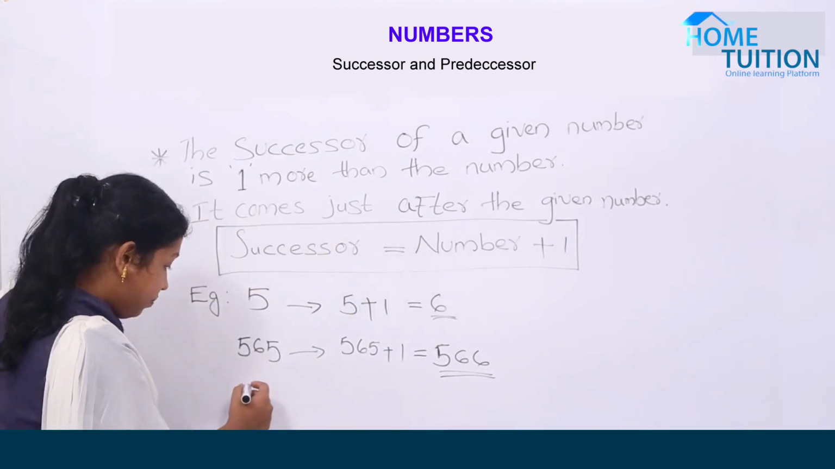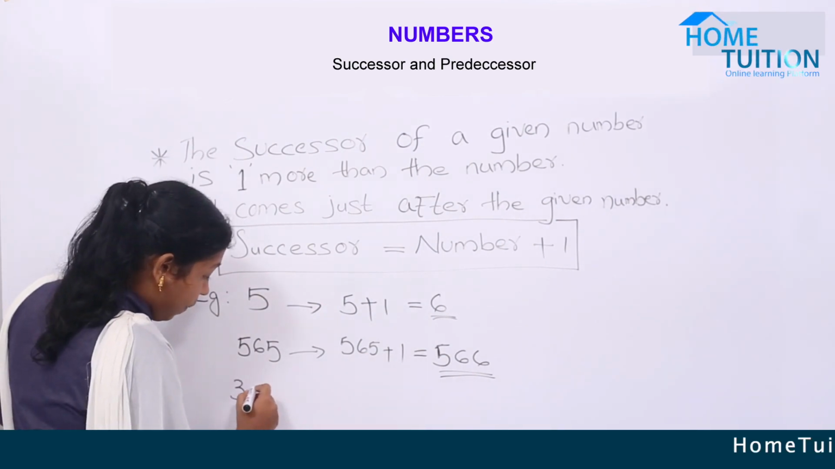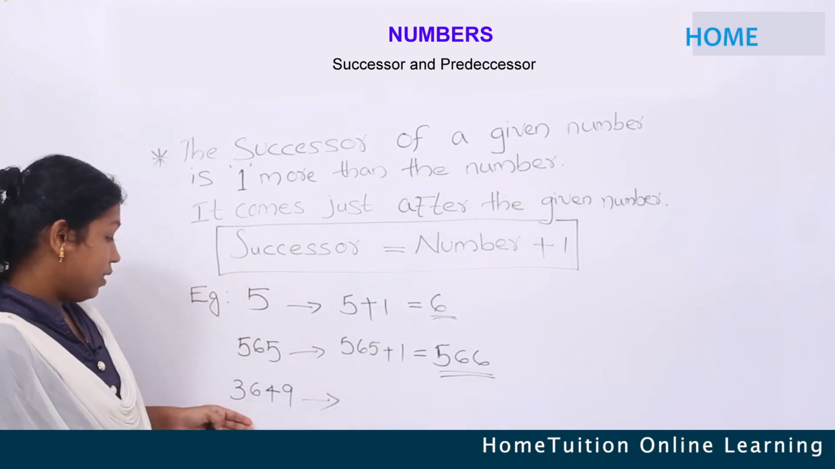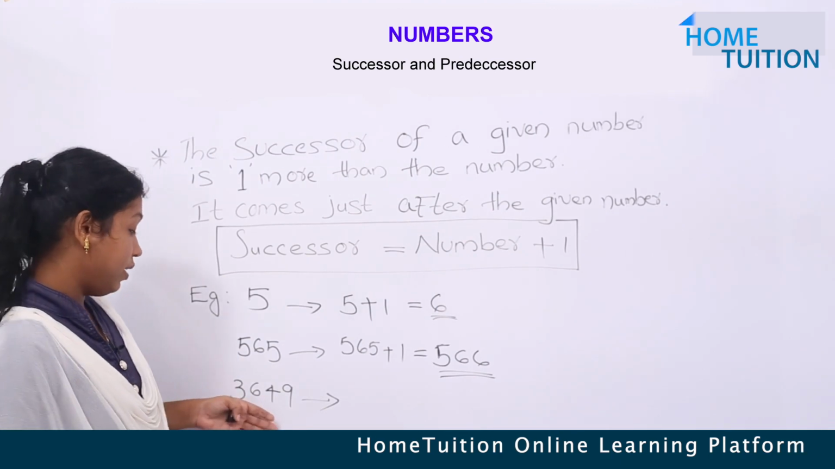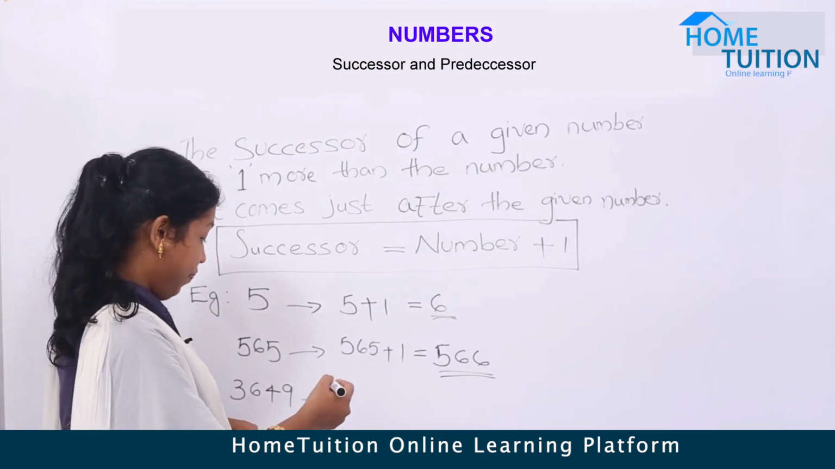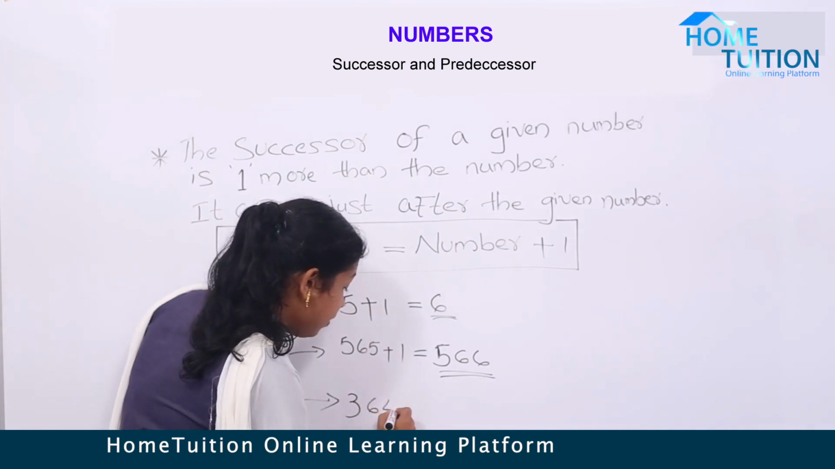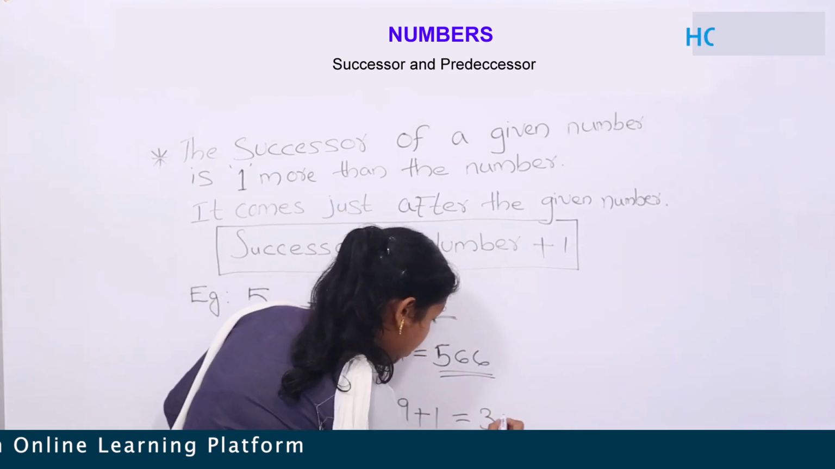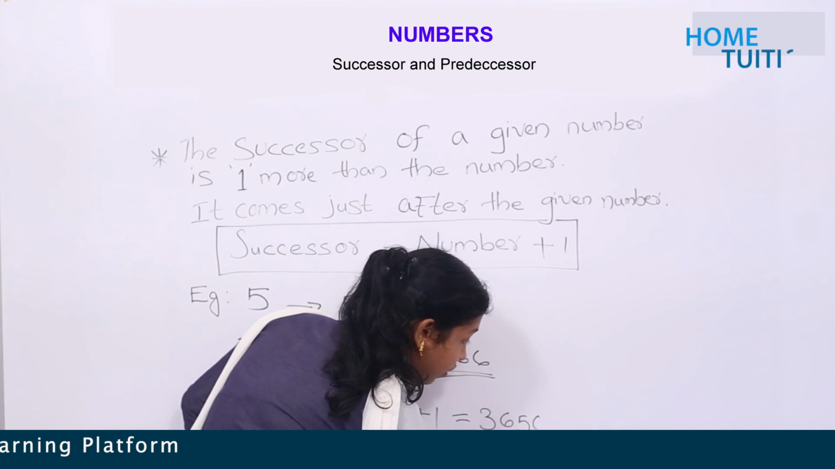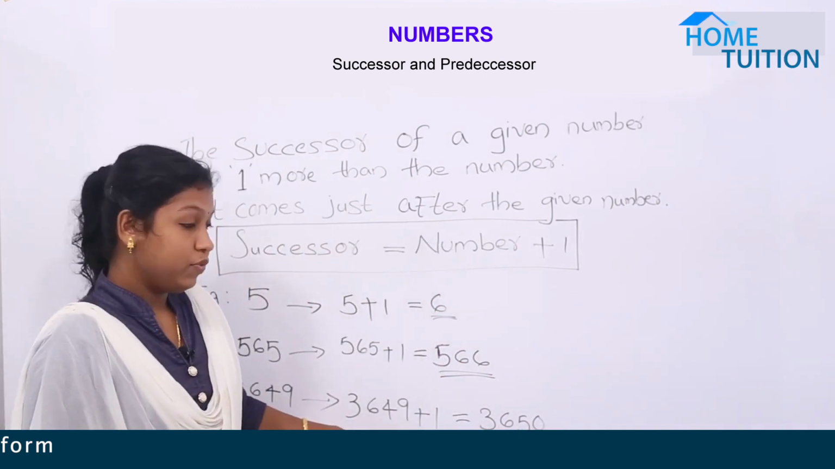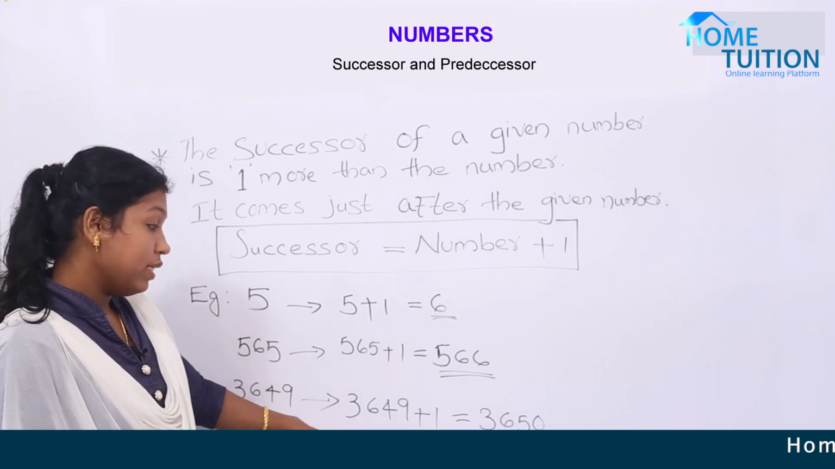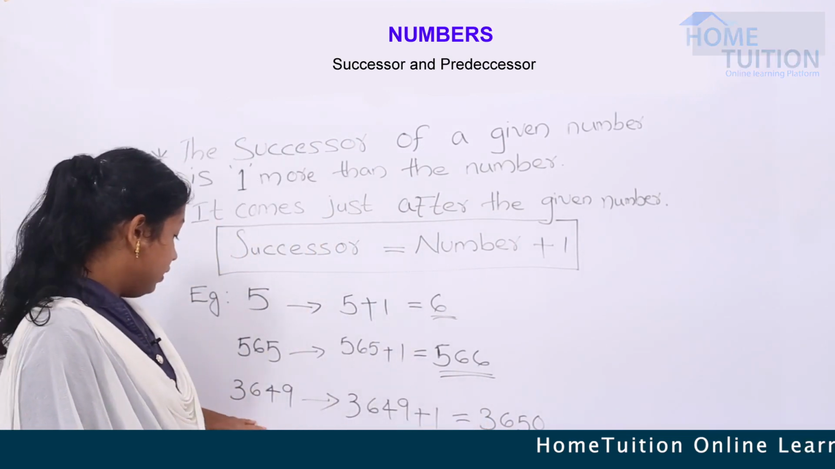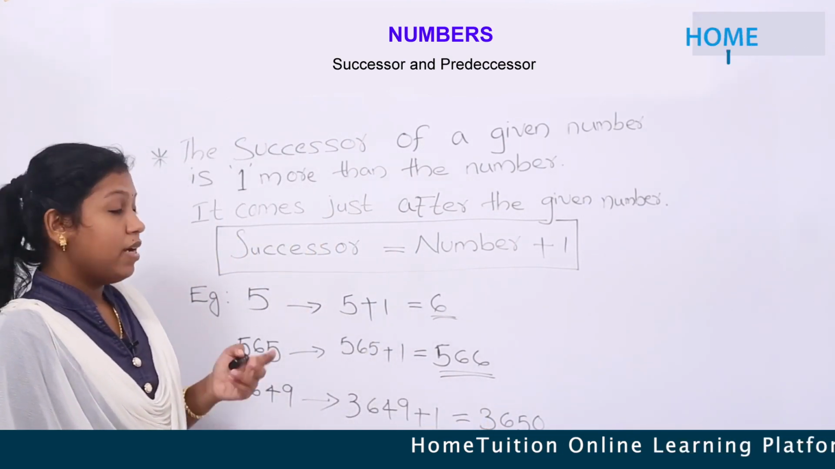And another example, 3649. The successor of 3649 is 3649 plus 1, which is equal to 3650. So 3649 plus 1 is 3650. That is the successor of 3649.